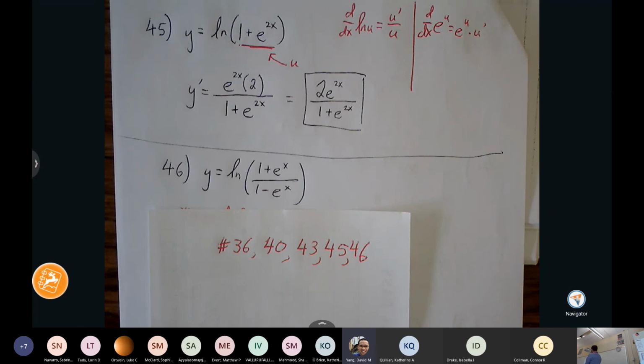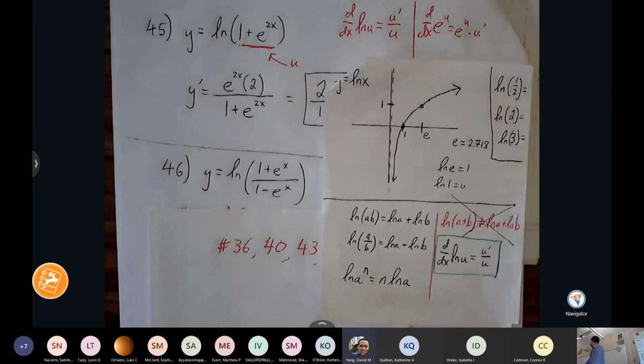So 46 looks like it's a similar setup as 45. It's just that it looks like our u value is a little messier than 45. But maybe there's a way to avoid this messy u value. Notice that this is part of the natural log expression. So is there anything that we can maybe do beforehand to make our derivative maybe easier down the road? Expand. Yep. You got some expansion properties, so let's take advantage of it.